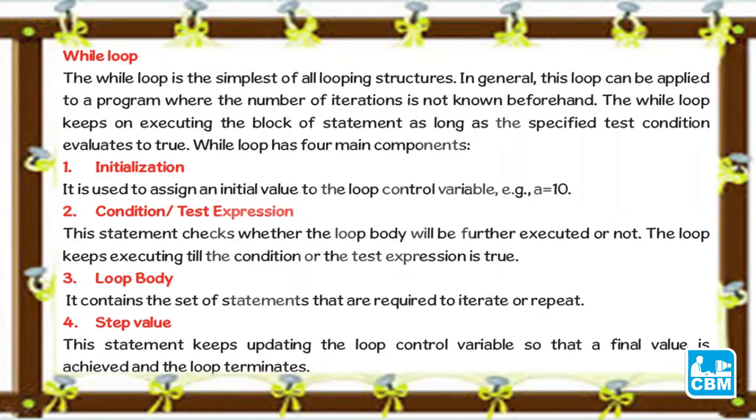This condition statement checks whether the loop body will be further executed or not. If the condition is satisfied, then the statements in the while loop are executed. Otherwise, the while loop ends. The loop body contains the set of statements that are required to iterate or repeat. The fourth main component of the while loop is the step value. This statement keeps on updating the control variable so that the final value is achieved, and when the final value is achieved, the loop can be terminated.